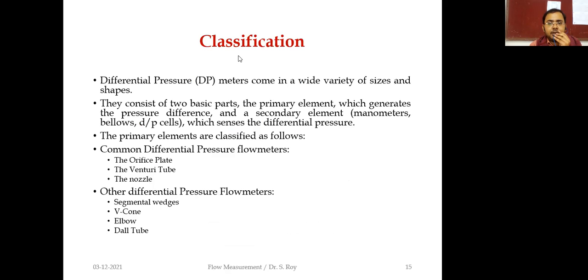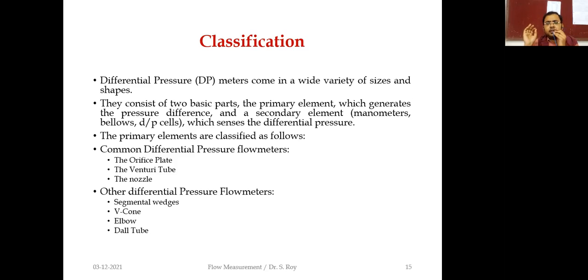So different types of classifications are there. The common differential pressure type flow meters are orifice, venturi, and nozzle. We'll cover them one by one later. These are the most commonly used differential pressure type flow meters. And others are also there: segmental type, V-cone type, elbow type, dall tube type.